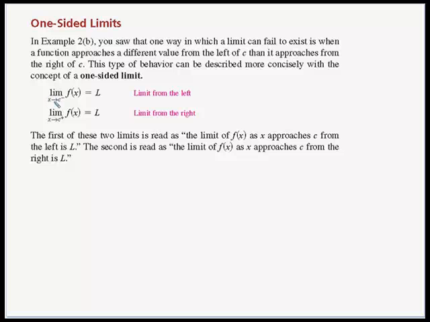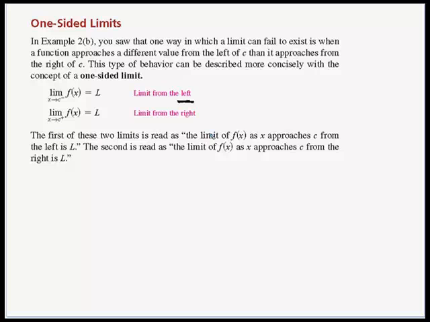The limit as x approaches c, and there's a little negative up there. That means we're approaching from the negative side of the coordinate plane, or from the left-hand side. The limit as x approaches c from the left of the function f of x is equal to L. And now the other one is the limit as x approaches c from the plus, or the right side, of f of x is equal to L.